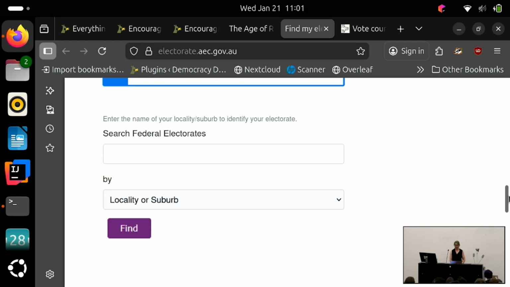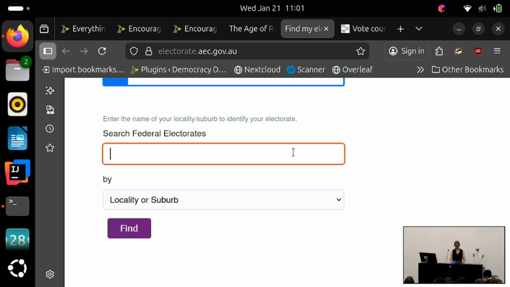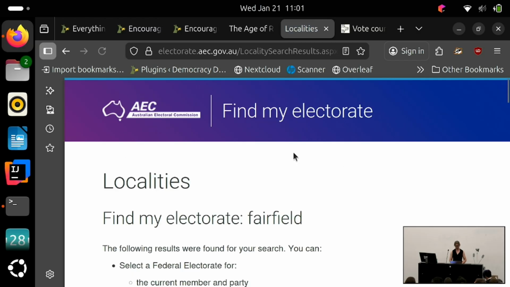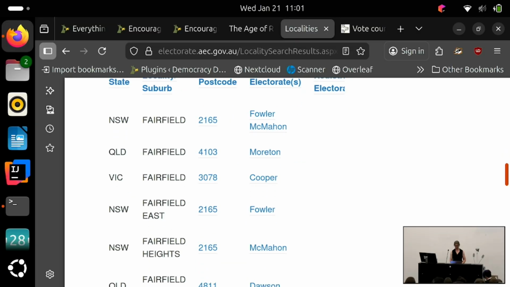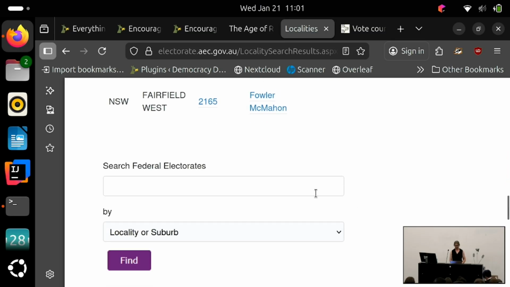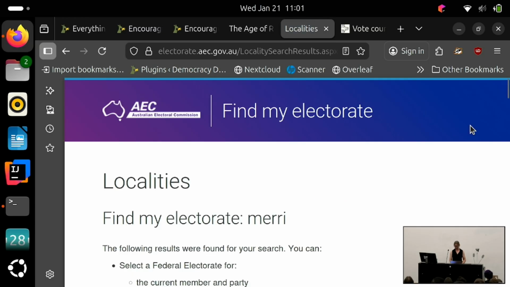We can search by federal electorates, by locality or suburb. I live in Fairfield, Victoria, so this works. Right, Fairfield, Victoria, Cooper, there we are. But there are some localities, for example, the locality. I can see some people have already tried this fabulous website.